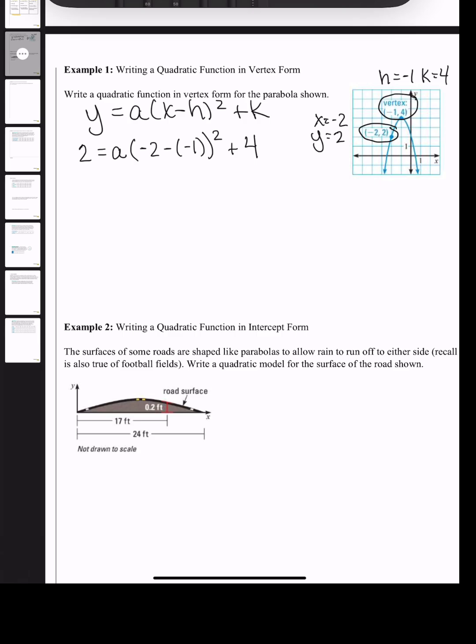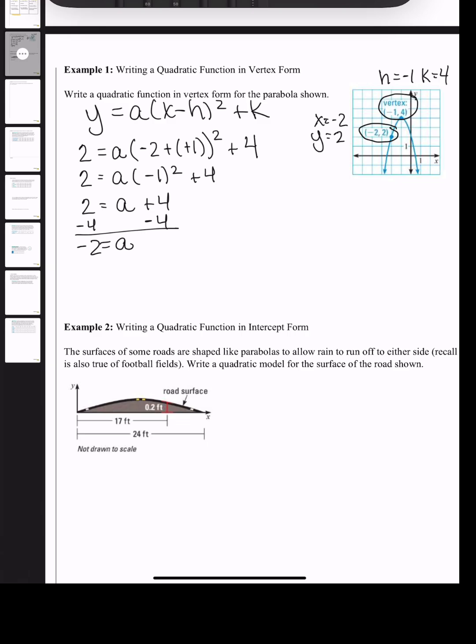I'm going to simplify what's in the parentheses first. So this is actually -2 plus 1, or -1 squared. Now I'll do exponents. So -1 squared is just +1, so I could just write a. And now I can solve for a by using the subtraction property. Now this makes sense that a would be negative because my parabola is in fact opening down.